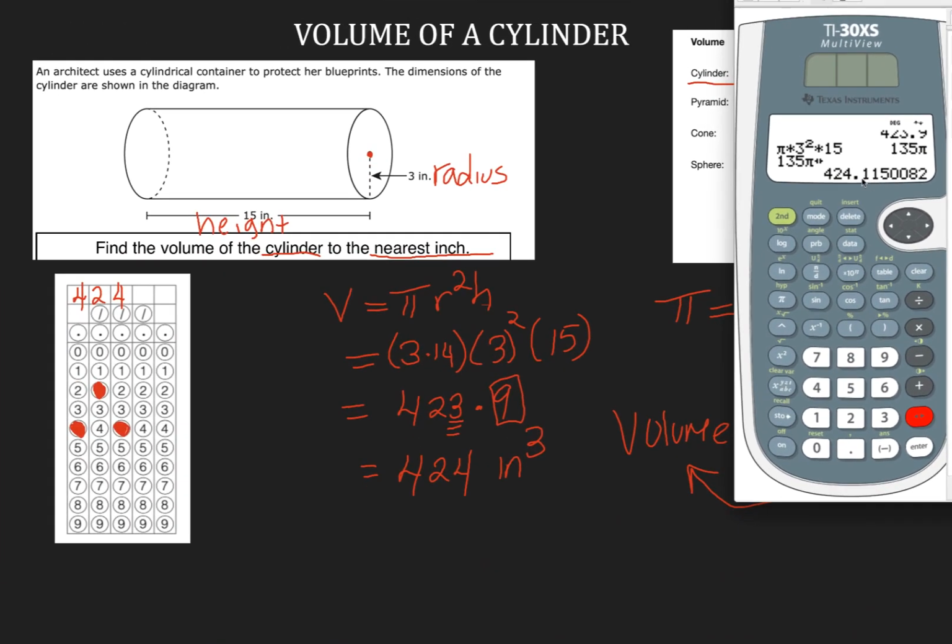424.115. Now I know some of you are saying, oh, but when you use 3.14, you got 423.9. Remember, 3.14 is an estimated value of pi. When you use the pi function on the calculator, you're using all the values of pi. Because remember, pi is not 3.14. It's a very long number. And that's why you're going to get a different value.